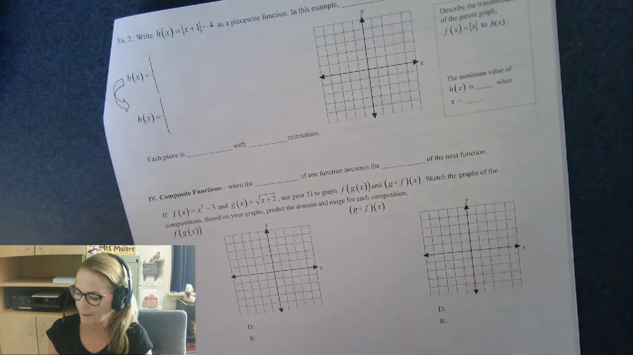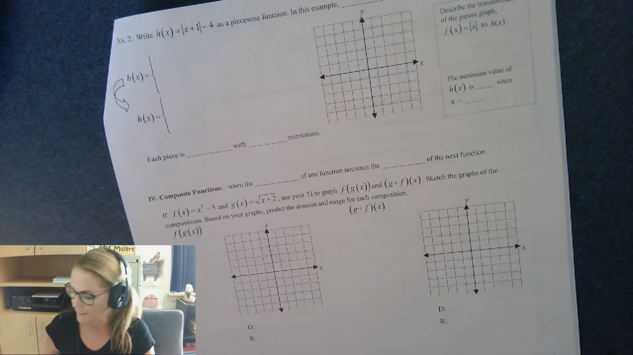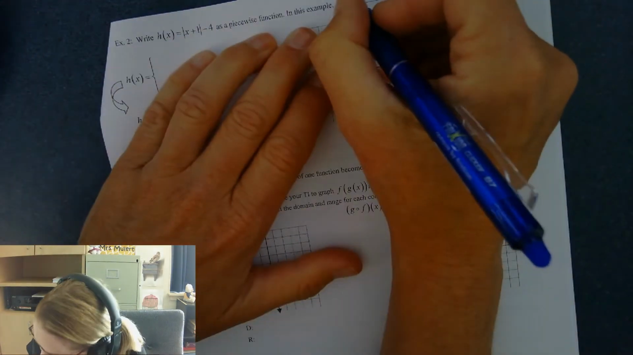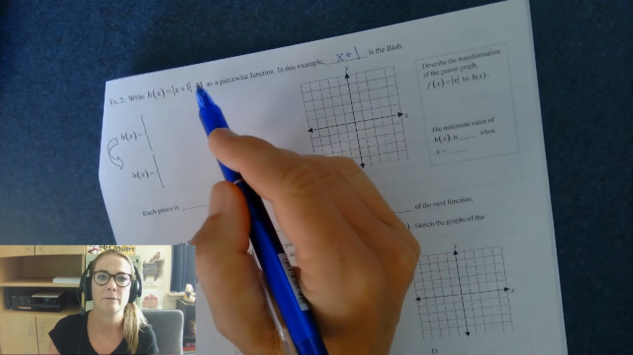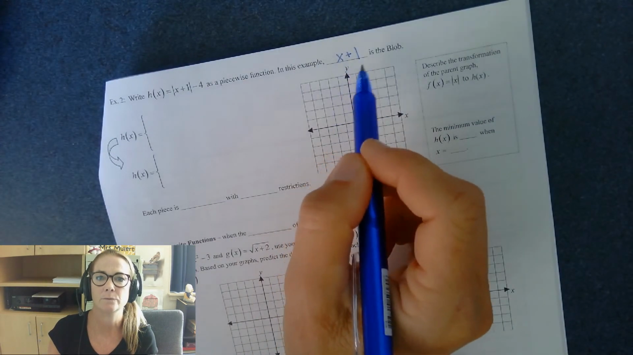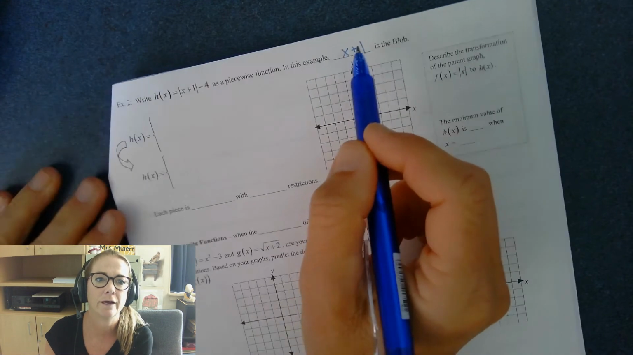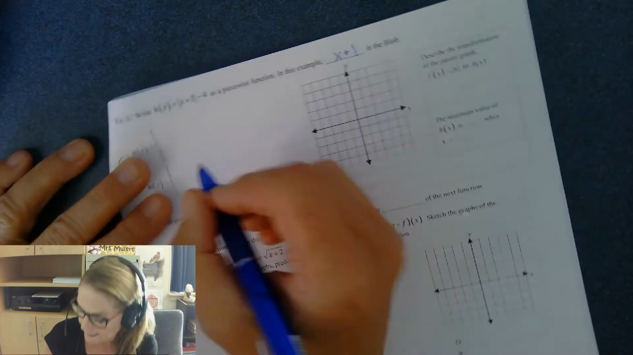Okay, so we have another one, and in this case, the blob is x plus 1. It's what is in that absolute value. We don't really care about this -4. The blob is here because rules will change for it, whether it's positive or negative. Okay, so let's go through the process.